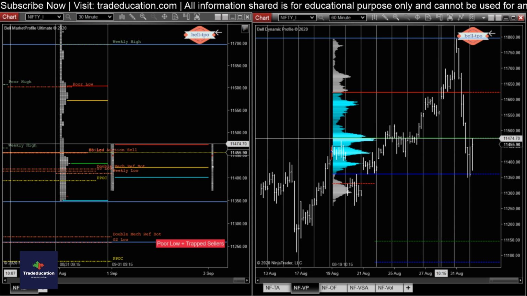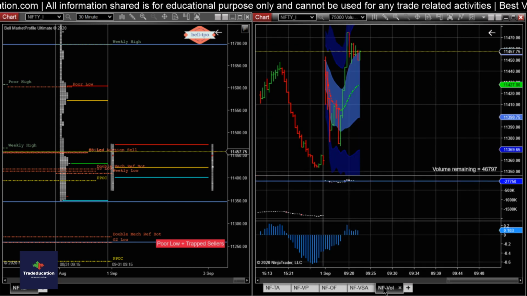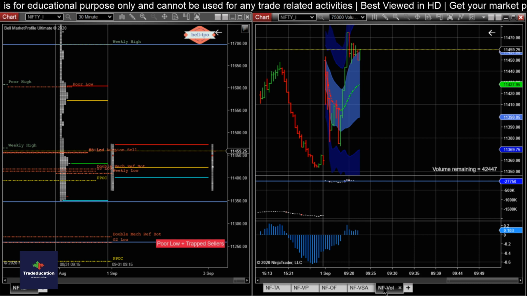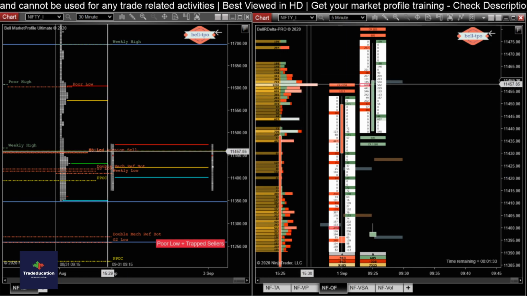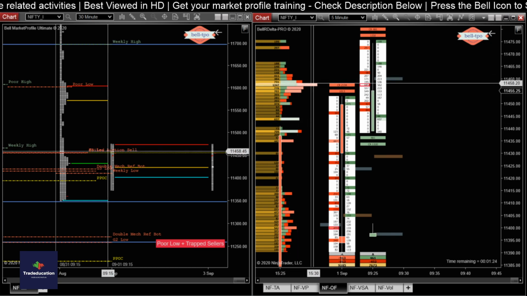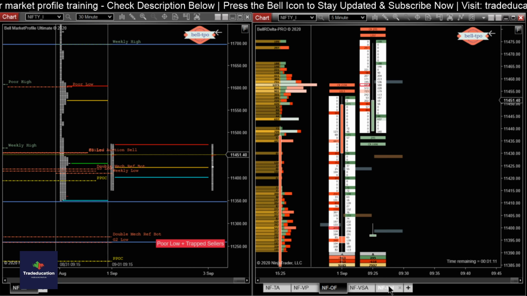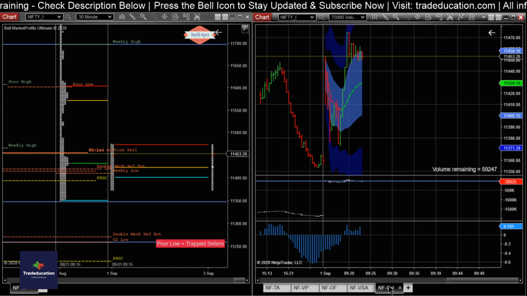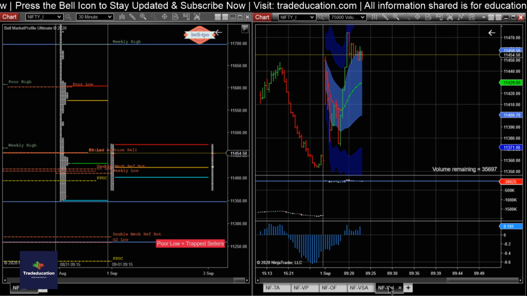474, 474, yeah, exact. So delta has turned negative. Here there are sellers stepping in. This is the zone, 11,457. There are anomalies on the upper edge, anomalies at the lower edge. See the sellers coming in. Now it's within the one standard deviation.